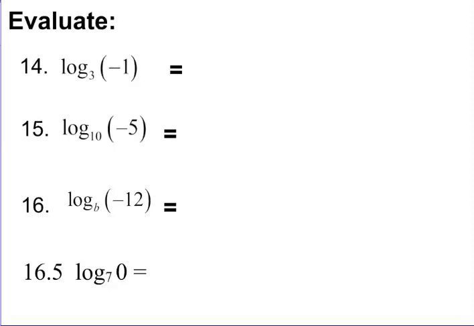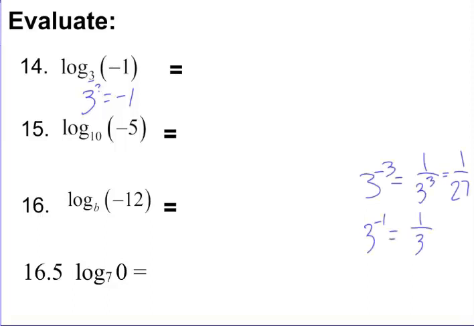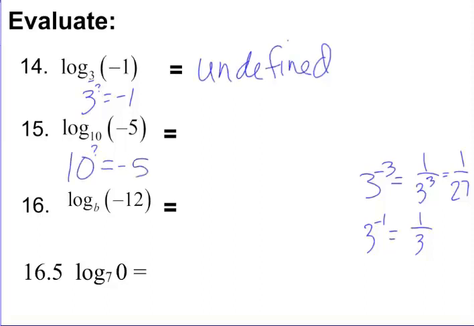Next, looking at our patterns again, please pay attention to this one. So we're looking at our base. 3 to what power equals -1? Is there a power that we can raise the 3 to get -1? No, this is undefined. So let's look at the next one. 10 to what power is going to give me -5? Can I raise the 10 to a power and get -5? No, this is undefined. B to a power to equal negative 12?